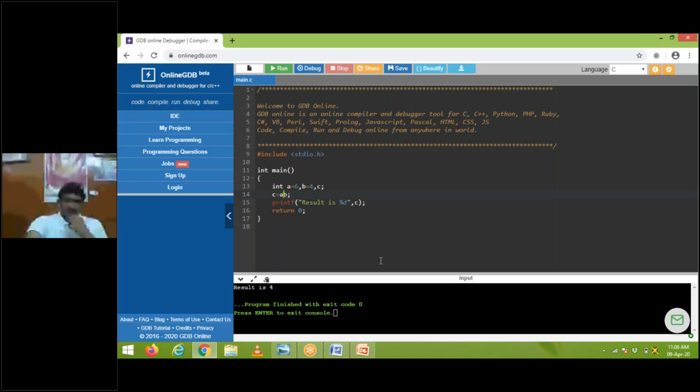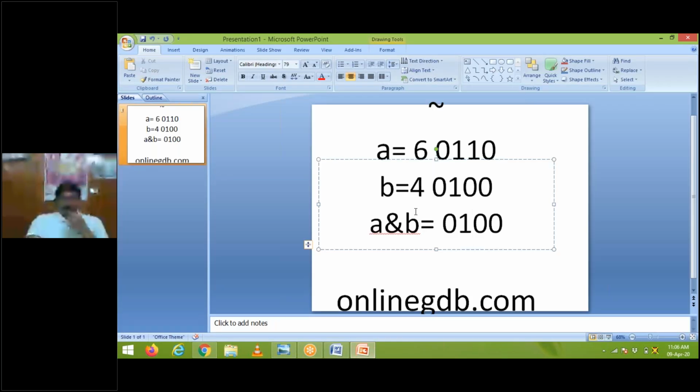Now we'll move to the OR. Whatever operators I discussed here, I am running the program: 6 or 4. First check here. For 6 or 4, if both are 0 then 0, otherwise 1. That means 0 1 1 0. What is the value of 0 1 1 0? 6 again.